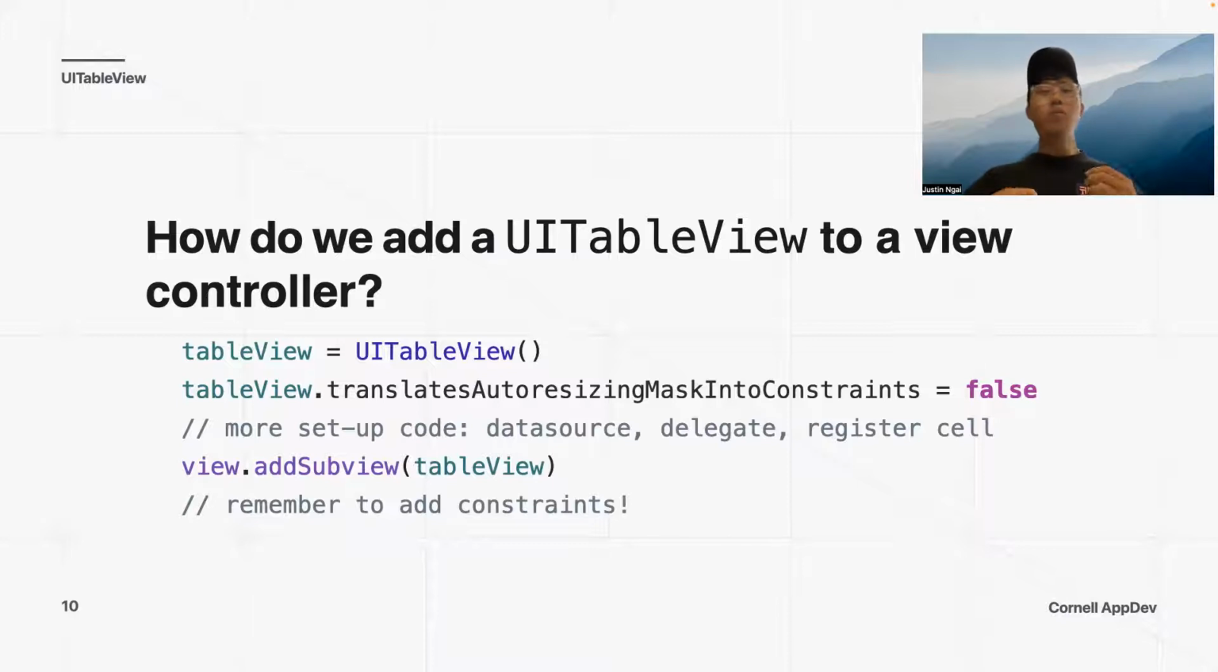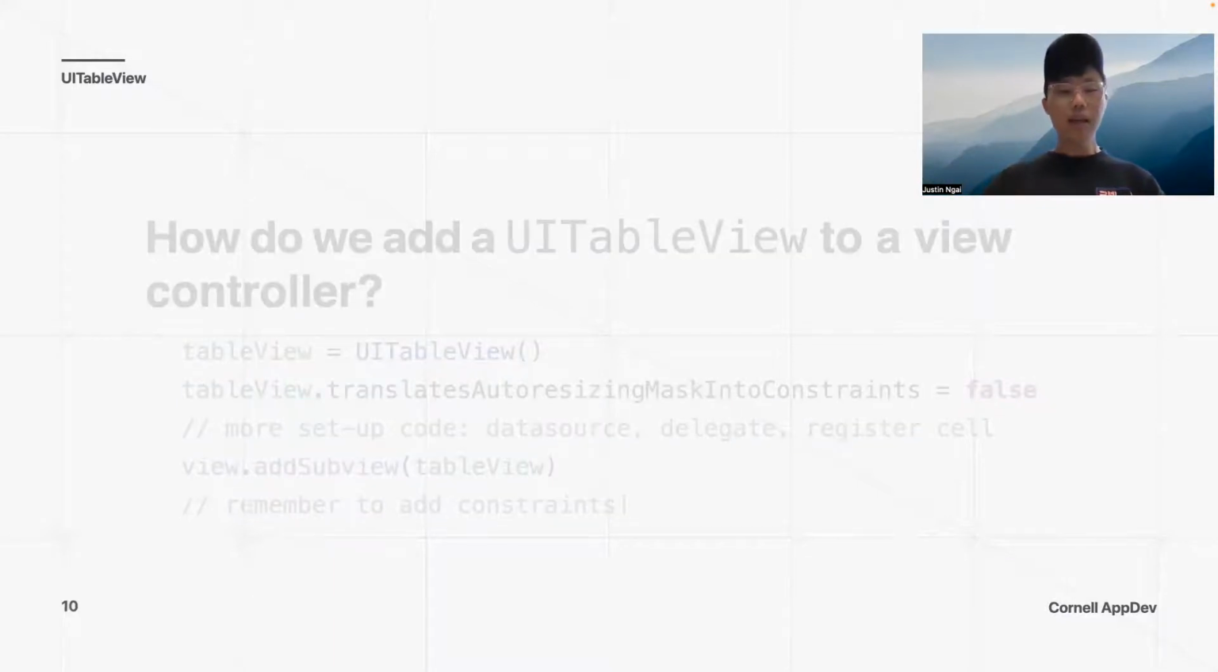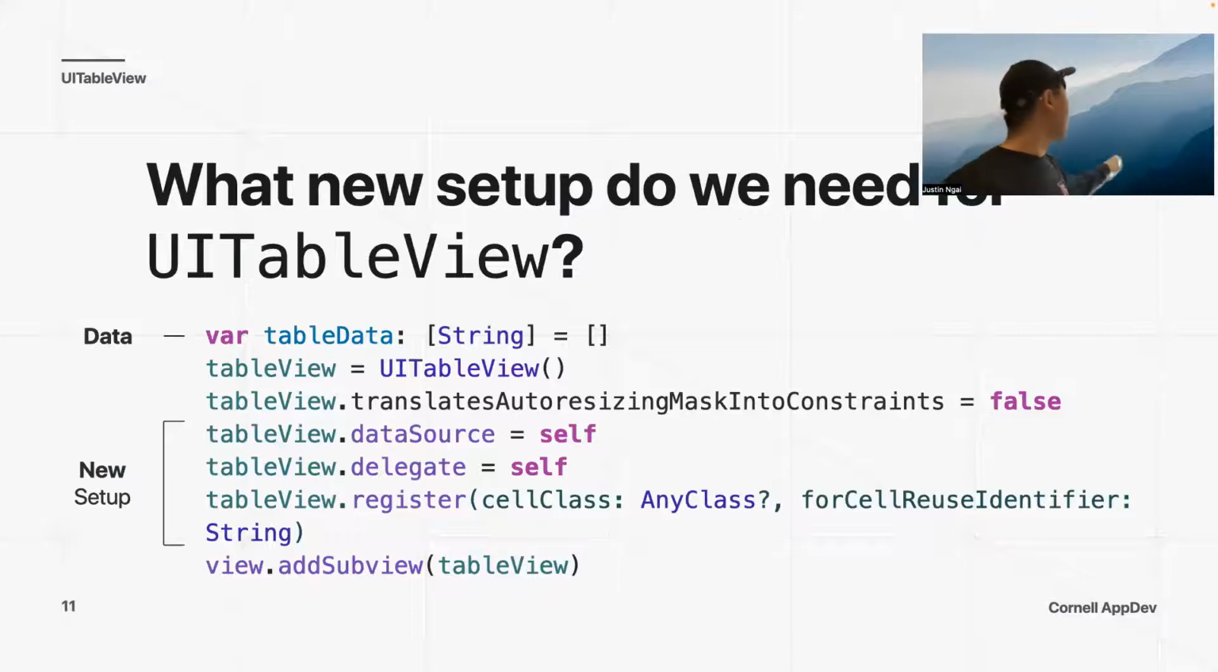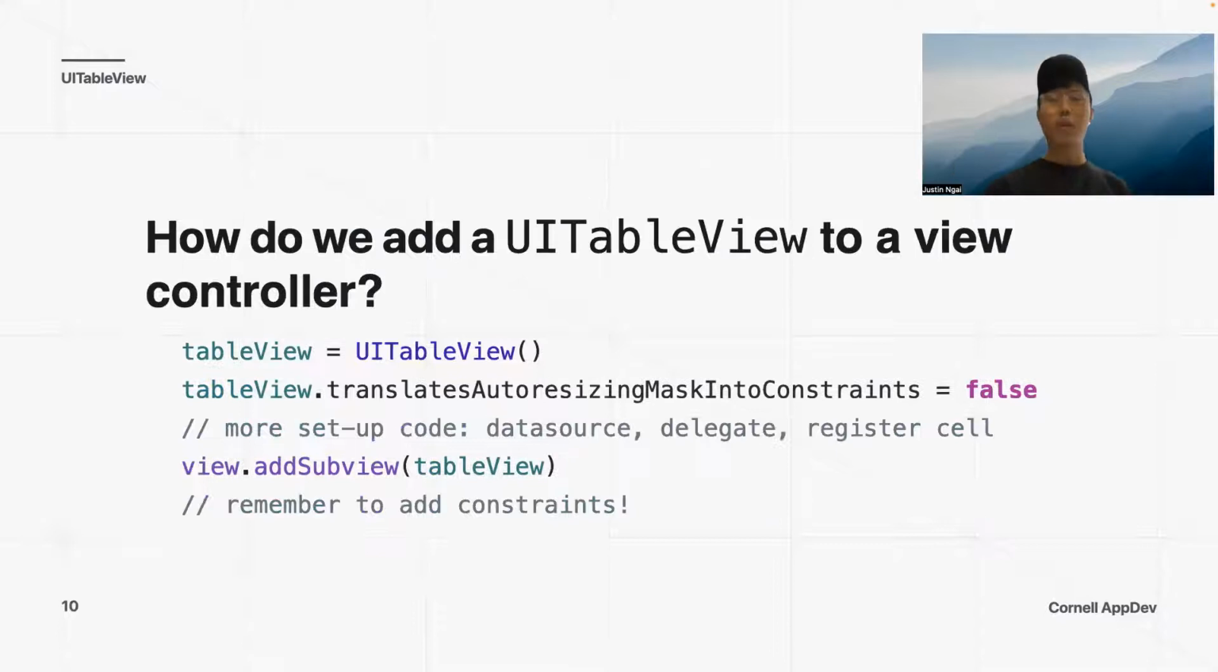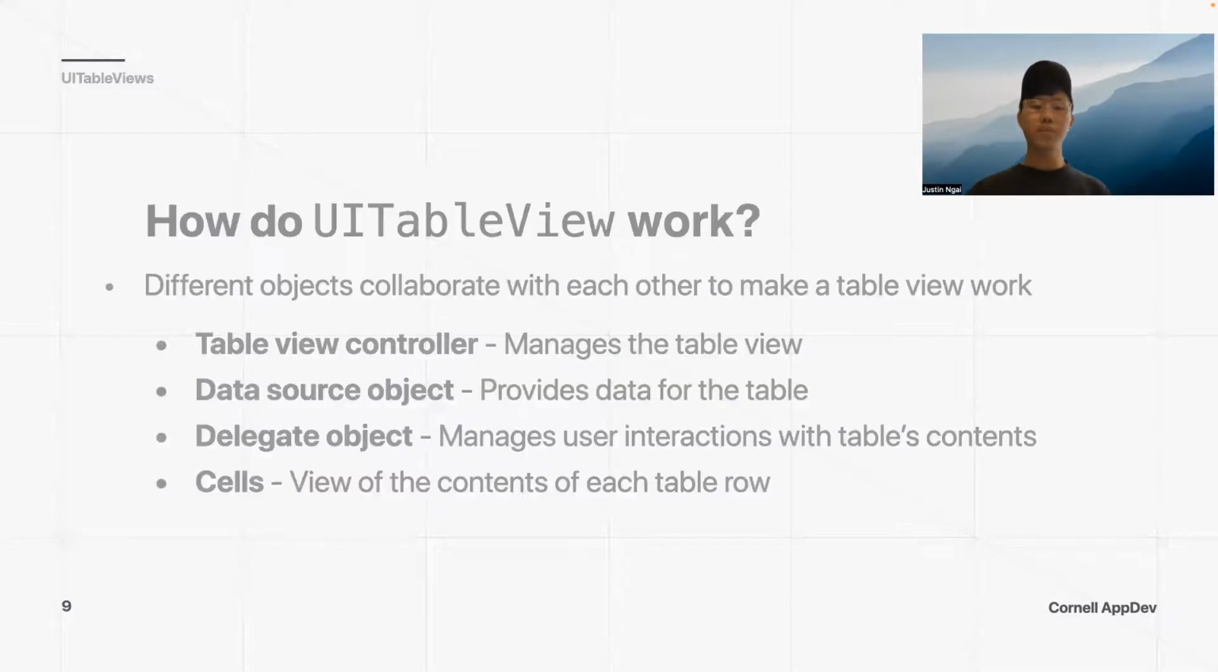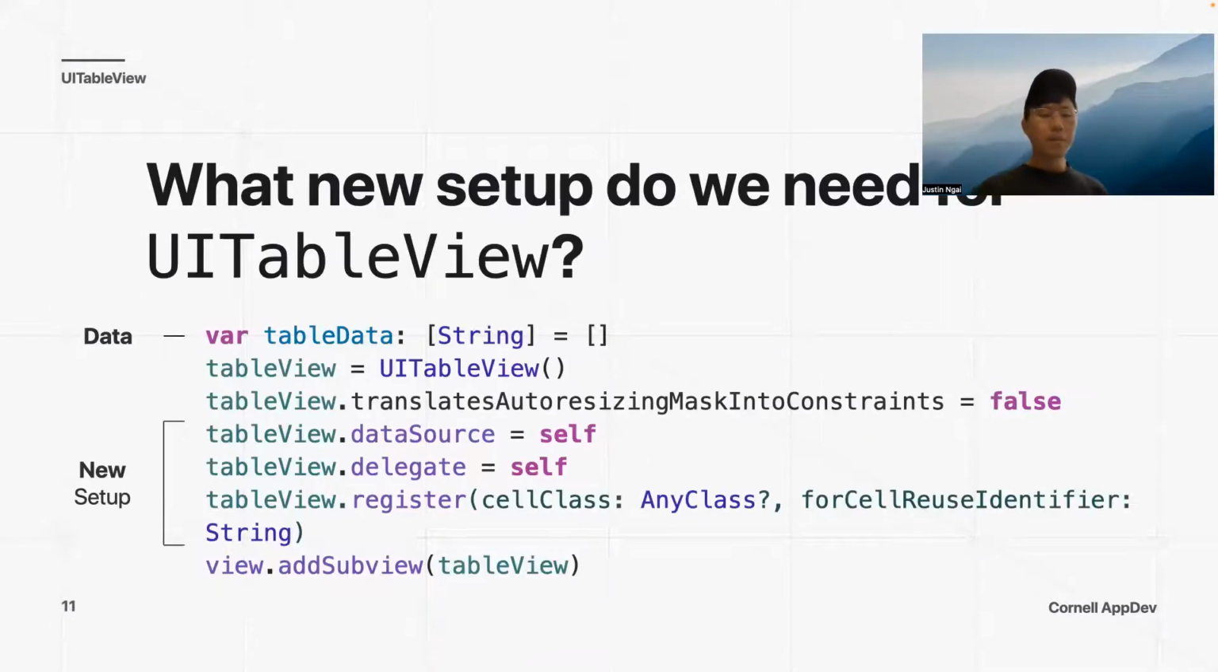But there is a little more that you have to do when you're using a table view controller, as well as the collection view controller, which we'll be talking about next week. The idea is that you need to set up these 3 more things. So let me go through them one by one. First one, data source. So just now I talked about how the data source is one of the 4 main things you need for a table view.